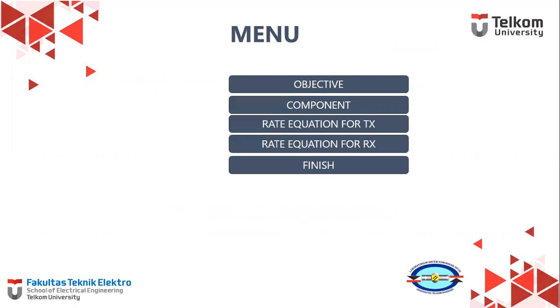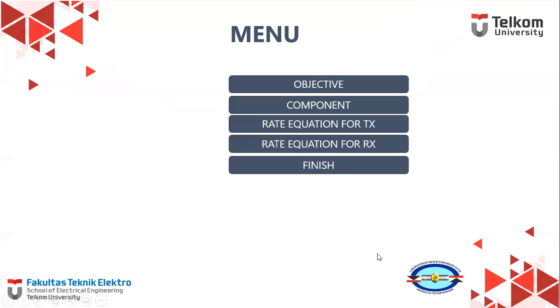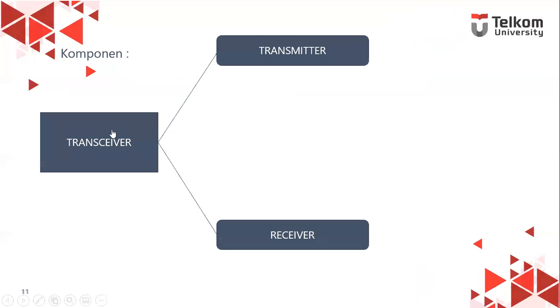Okay, next we will take a look at the objectives. The main objectives in this module are, first, understanding how the transceiver works. Second, understanding the concept of TX work. And the third is understanding the concept of RX work, or we call it receiver, and TX is transmitter. Now let's take a look at the components built into a transceiver.